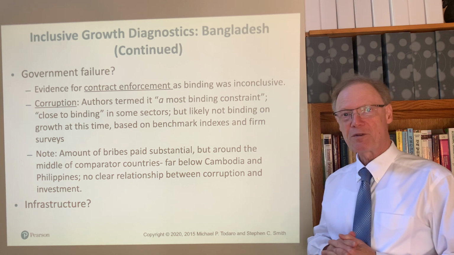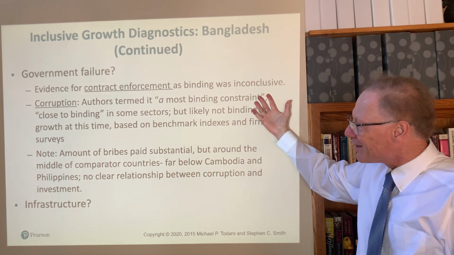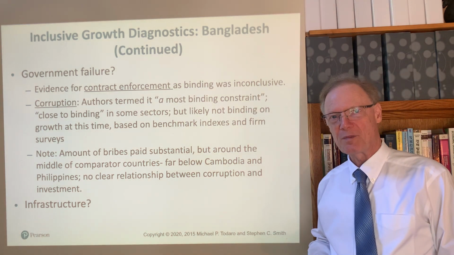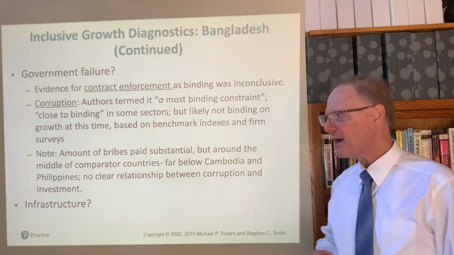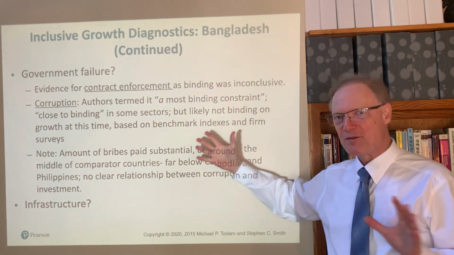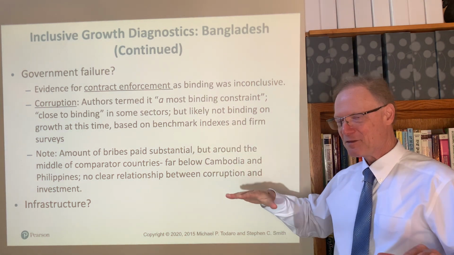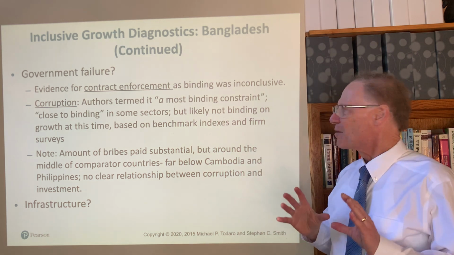And so that was one of our constraint areas. And so it was suggested maybe contract enforcement is a problem. They could not find really strong evidence for it, so they put that aside. Corruption. It's a little bit vague here. These things get a little vague sometimes, but the authors of this study said it was a most binding constraint.